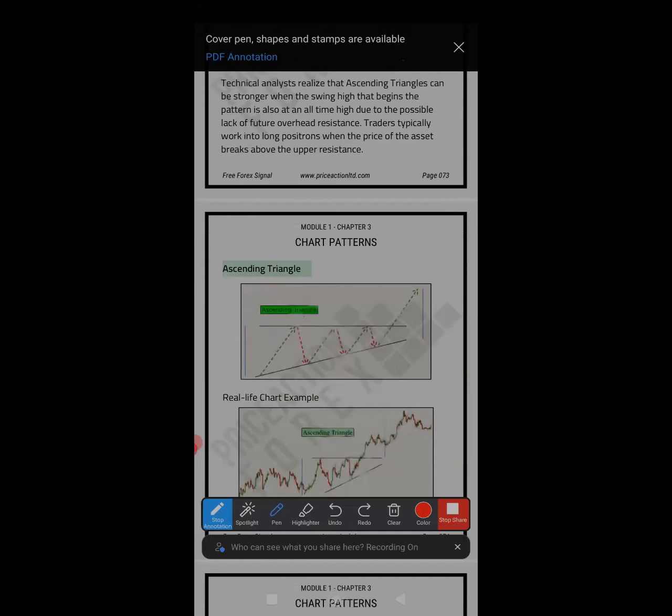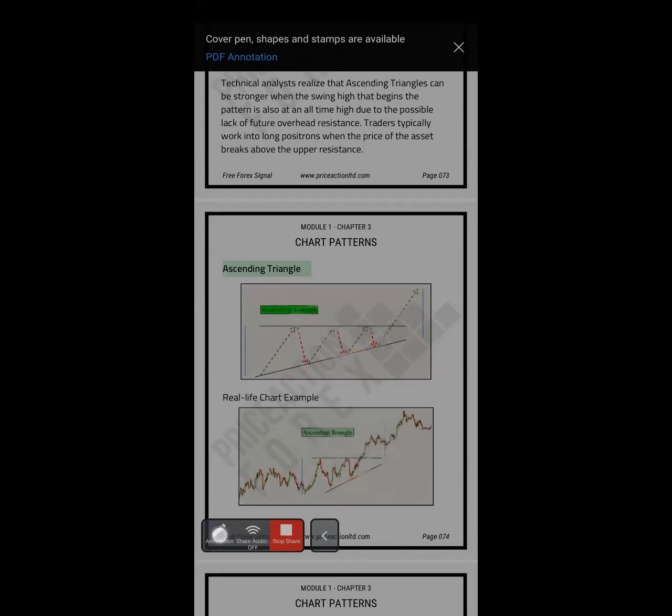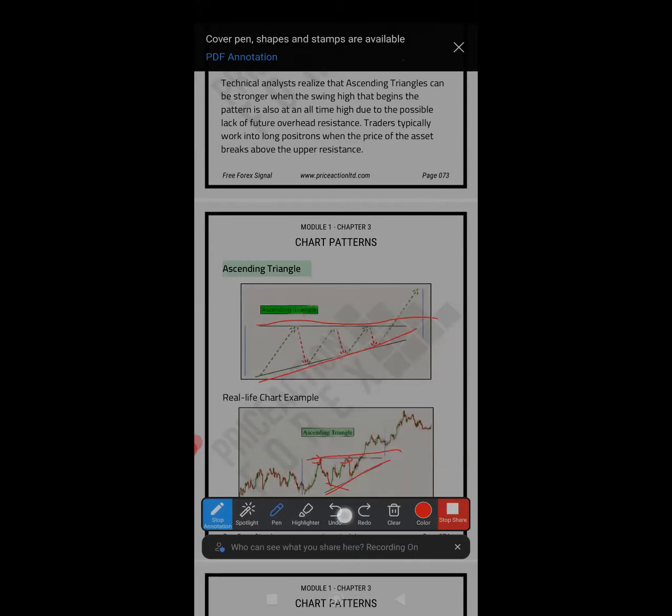Just like you see here, you can see that our resistance is in a straight line, while our support is upward slanting. Even in the live chart example, the same thing. Before it was connected, there were at least two equal highs and two upward slanting lows. So this is just a simple rule for you to be able to identify an ascending triangle.